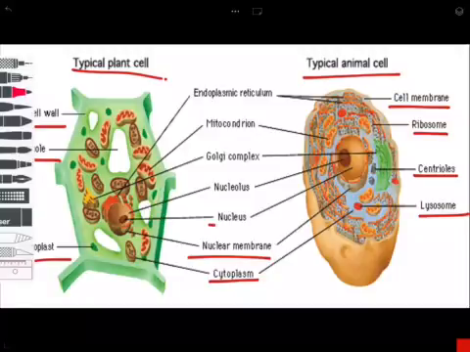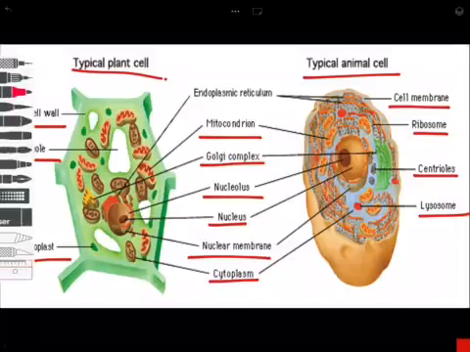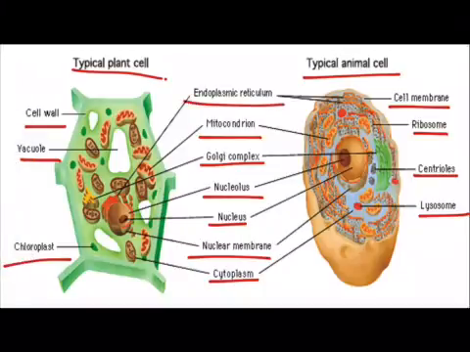They both also have a nucleus, nucleolus, a Golgi complex, and a mitochondria to break down sugar and get energy. They also have an endoplasmic reticulum.